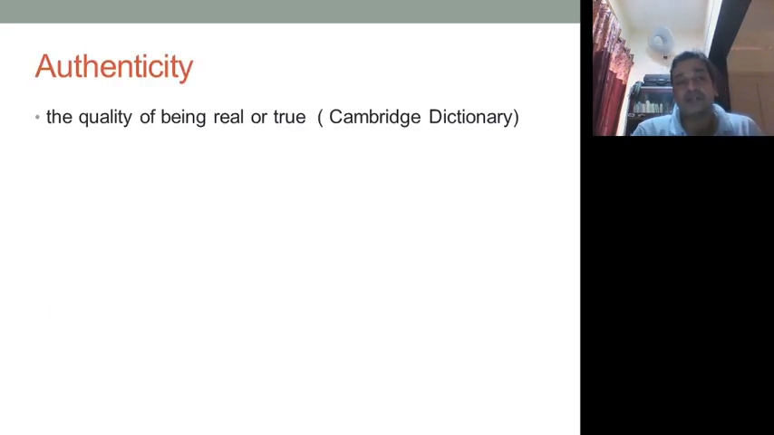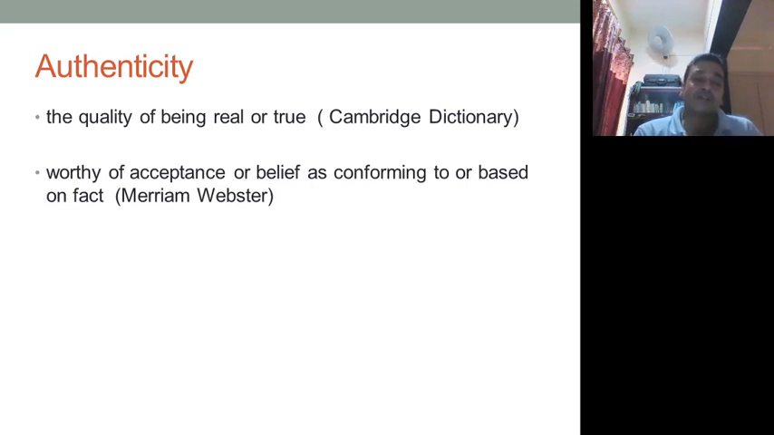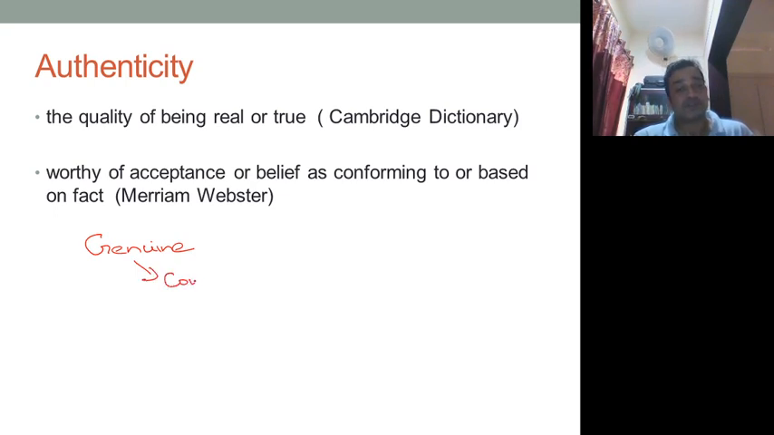If you look at the dictionary meaning, authenticity is essentially the quality of being real or true, which is defined as in Cambridge Dictionary, while Merriam-Webster defines authentic or authenticity as something that is worthy of acceptance or belief as conforming to or based on fact. So essentially, if you look at the meaning of authenticity, this is all about being genuine. This is a very important construct as far as consumers are concerned. Consumers like their brand to be genuine.